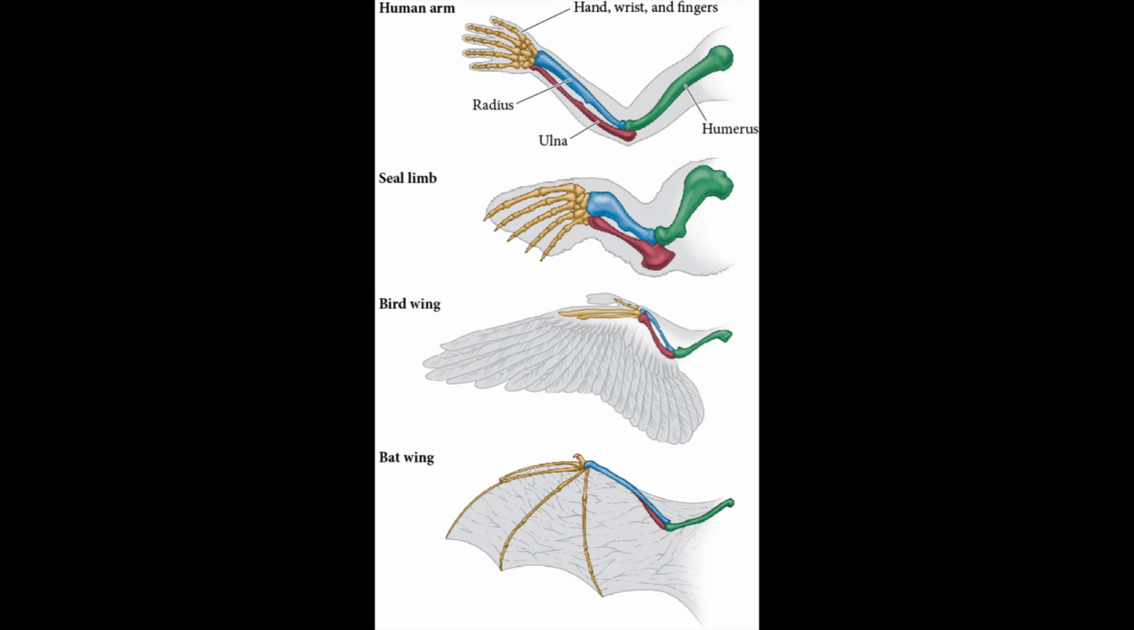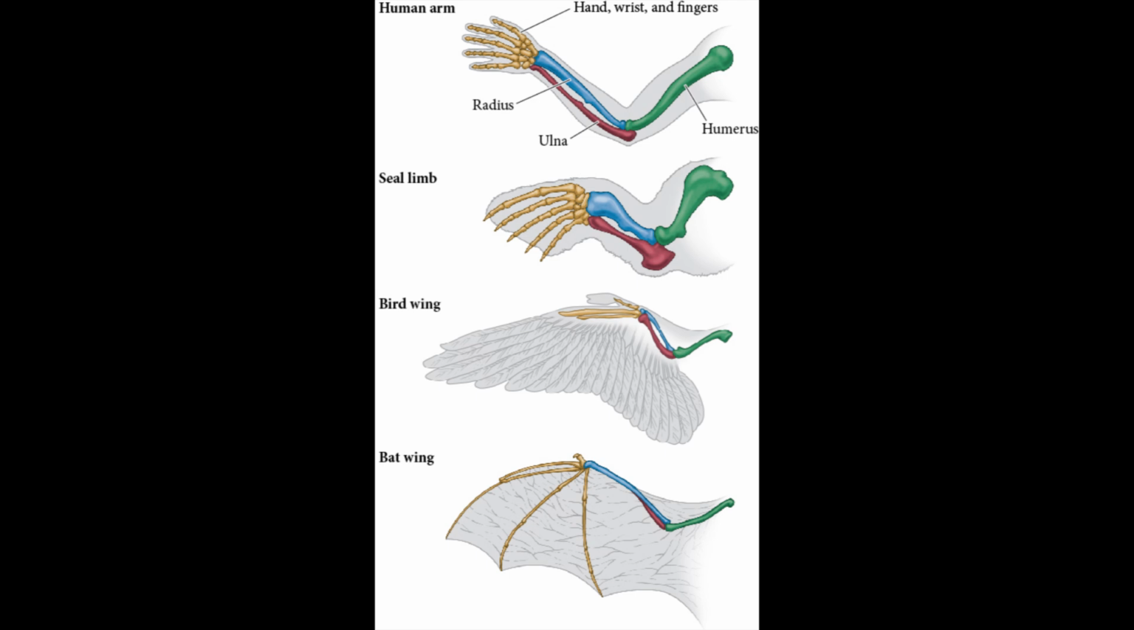The following graph gives information about different species upper limbs. The items include human arm, seal limb, bird wing, and bat wing. You can see from this graph that, in human, hand, wrist and fingers are smaller than those in seal limb. You can see from this graph that, in bird wing, radius and ulna are thin and short.